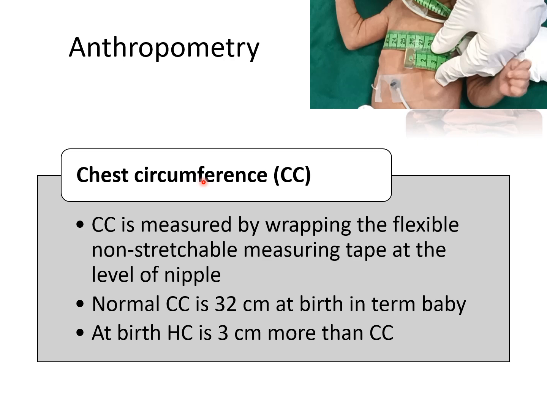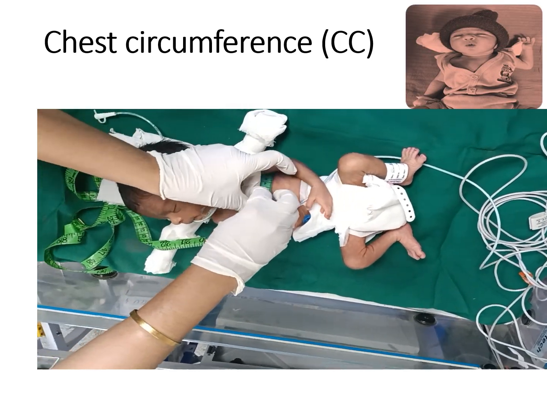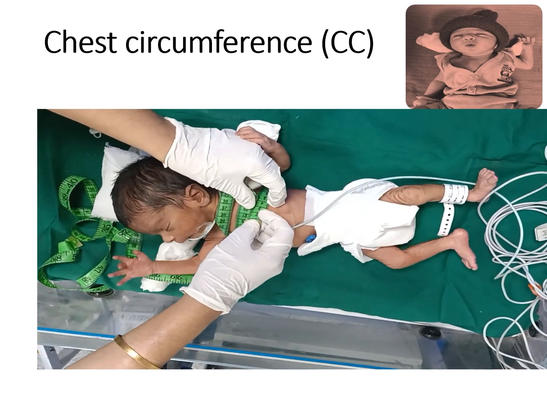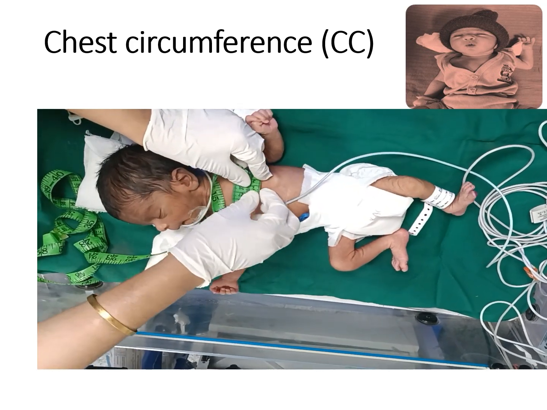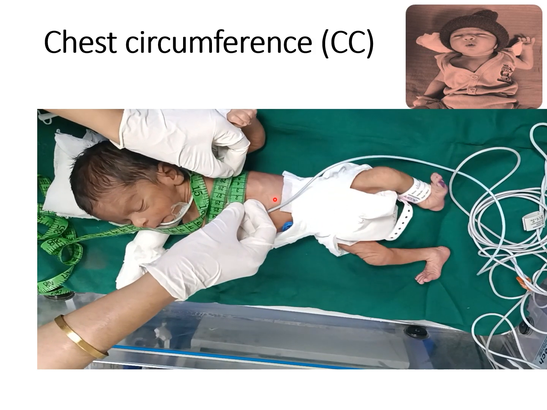Now the chest circumference should be measured at the level of nipple by the measuring tape. Normally at birth it is 32 centimeter. It is 3 centimeter less than head circumference at the time of birth in full term baby. Now in this video you can see how to measure the chest circumference at the level of nipple. By cross method we have to take the chest circumference. So this baby is preterm and also IUGR. So by cross method 28 minus 3, 25 centimeter chest circumference.